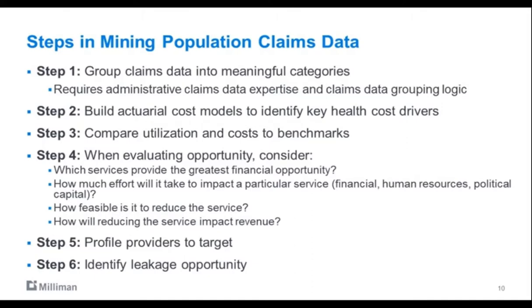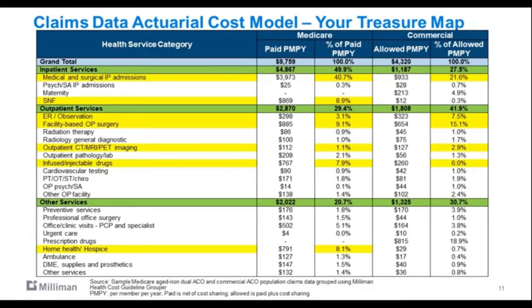You may have opportunity, but who are the providers that are driving that opportunity? Can we profile those providers and really provide them with data to create data-driven decision-making? Last, step 6 is to identify leakage opportunities. So I'm going to go through all of those. But first, what I call a treasure map, if you will, is one's actuarial cost model.